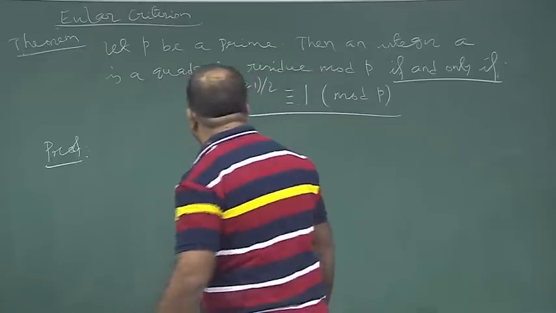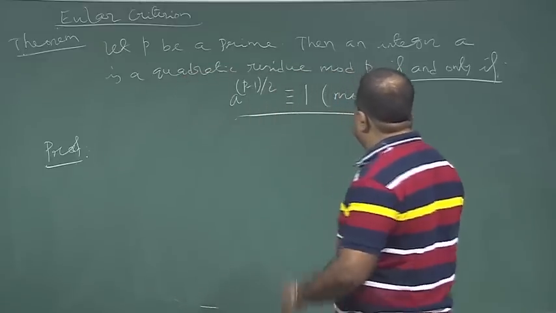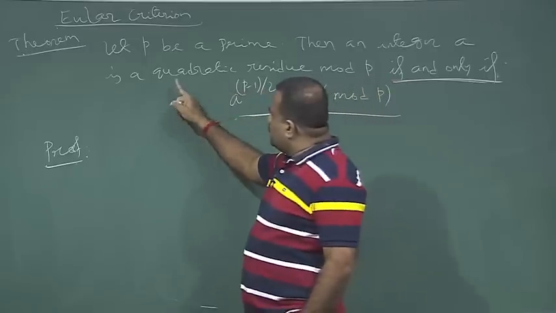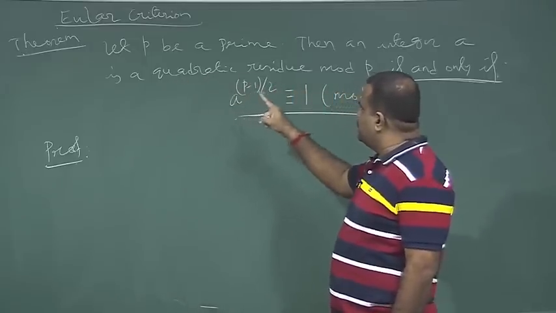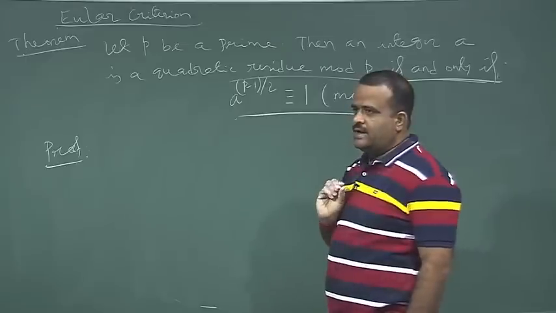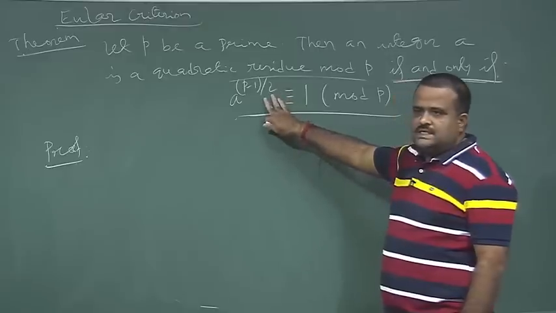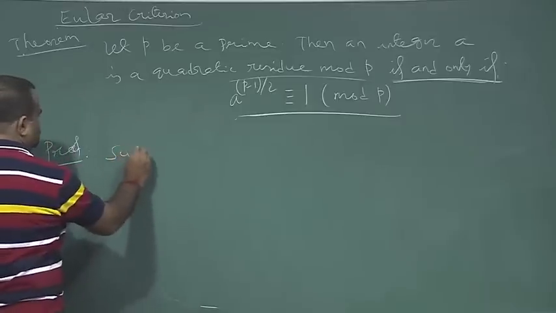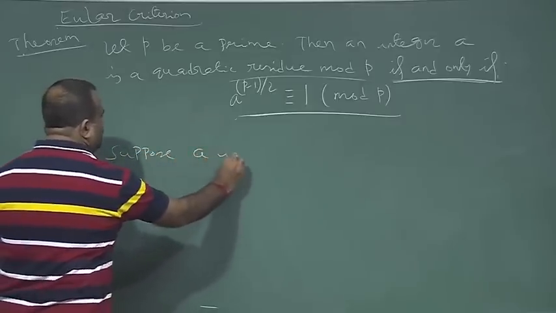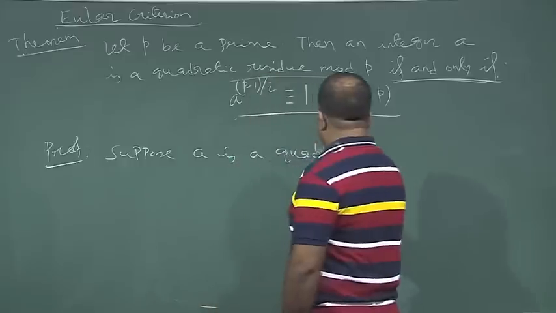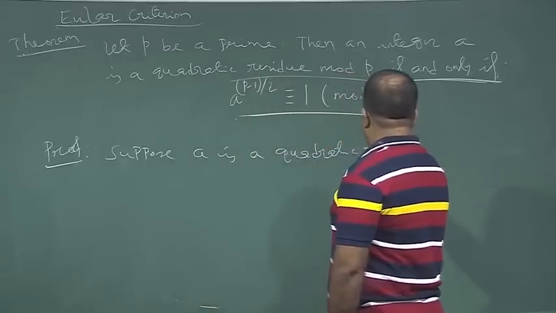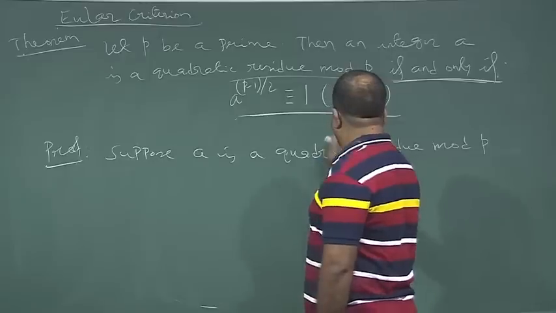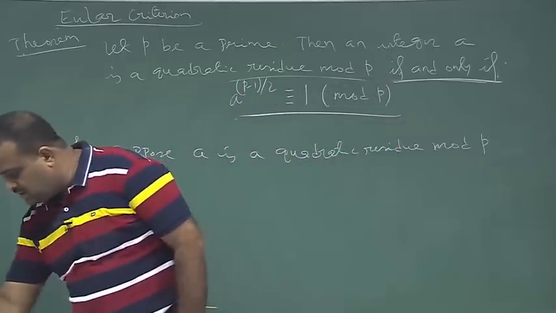Okay. So how to prove this theorem? There are two ways. First, let us assume A is a quadratic residue. This is an if and only if condition. The first part is, let us assume this is a quadratic residue, then we have to show this condition is satisfied. And conversely, let us have this condition, then we have to show that A is a quadratic residue. So let us first suppose A is a quadratic residue mod P.